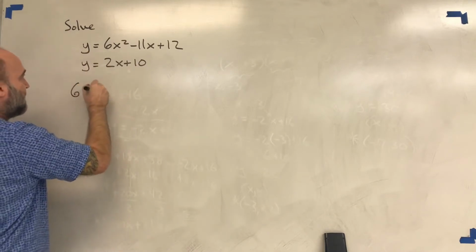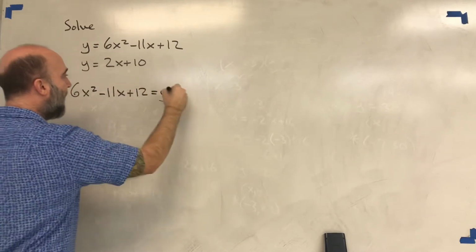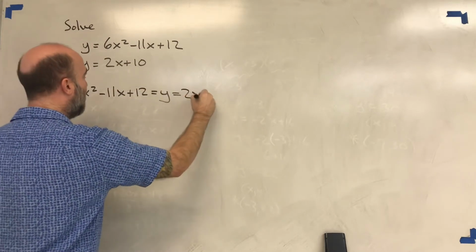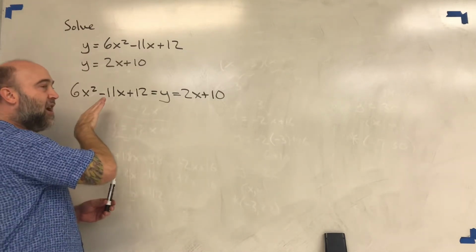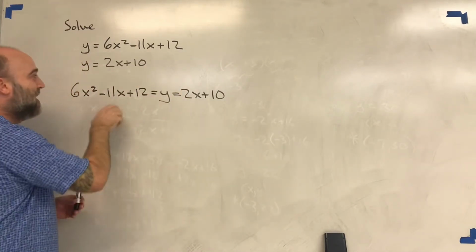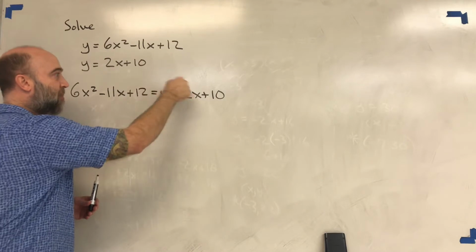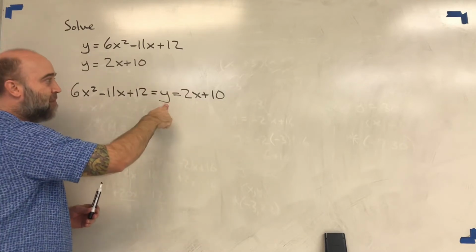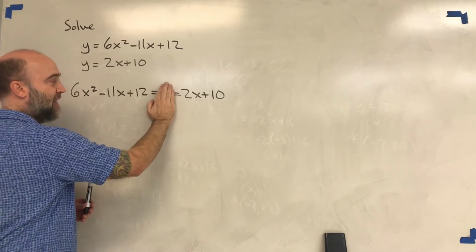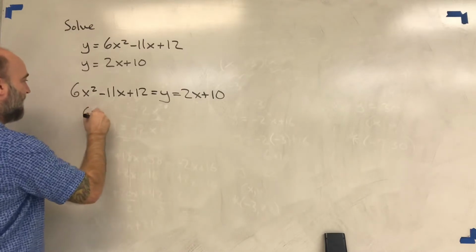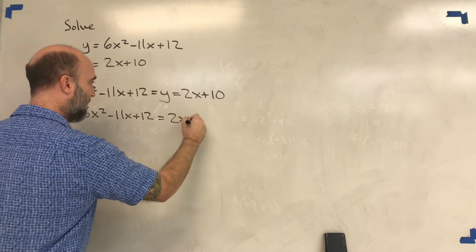So here's 6x squared minus 11x plus 12 equals y. Y equals 2x plus 10. Now here's the transitive property. It's like I can transport to the other one. So if these both equal y, then they can equal each other. So I can skip the middleman right here, basically. So we can skip the middle letter here since they equal each other. Notice everything looks equal, so I don't even need that y anymore. So I get 6x squared minus 11x plus 12 equals 2x plus 10.